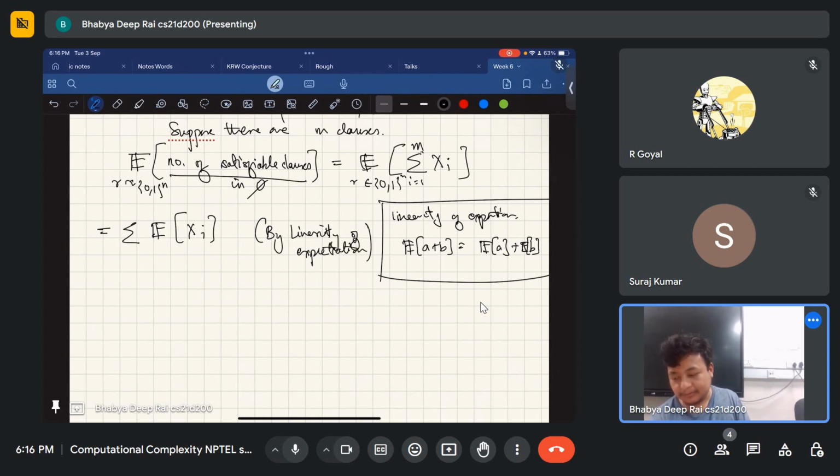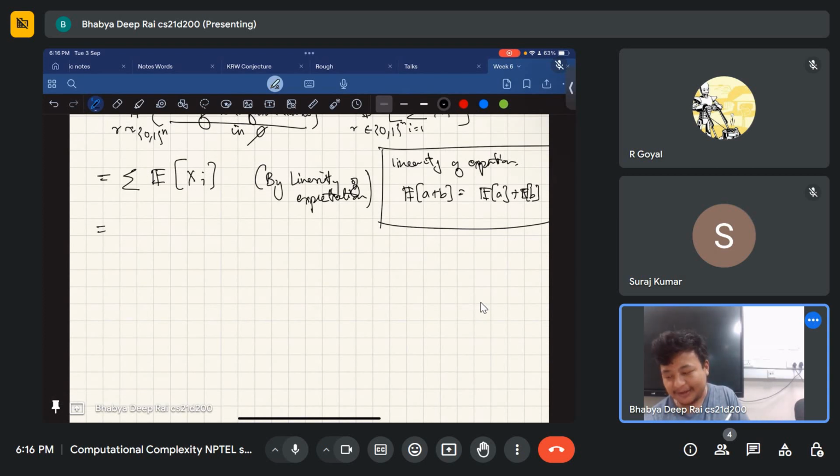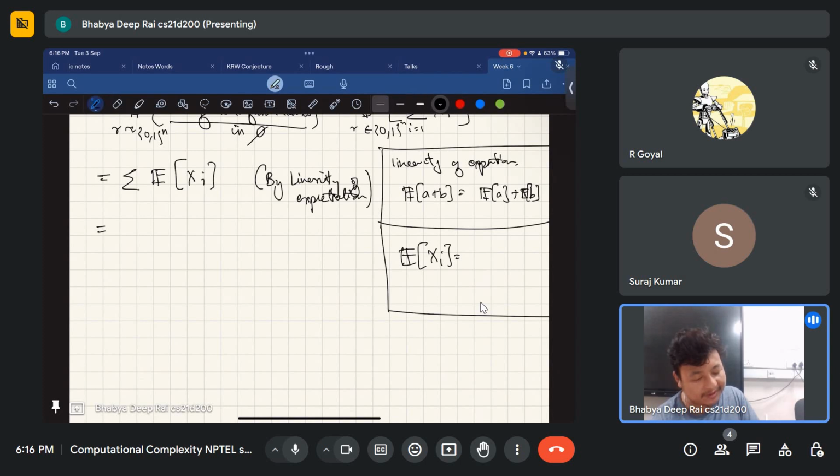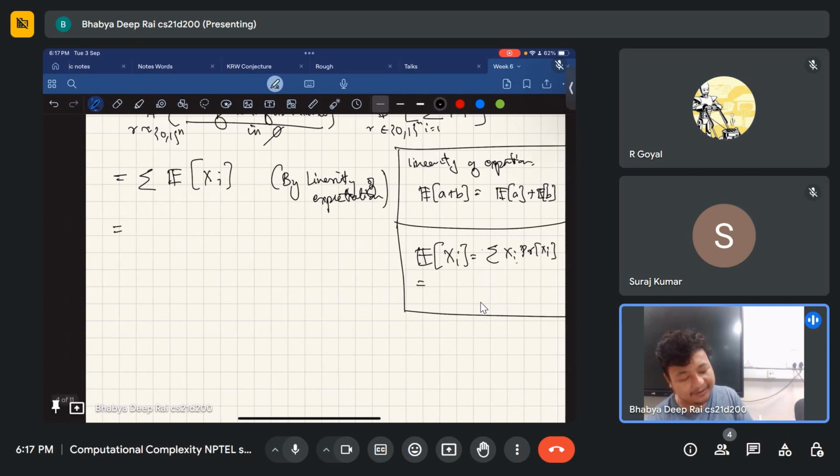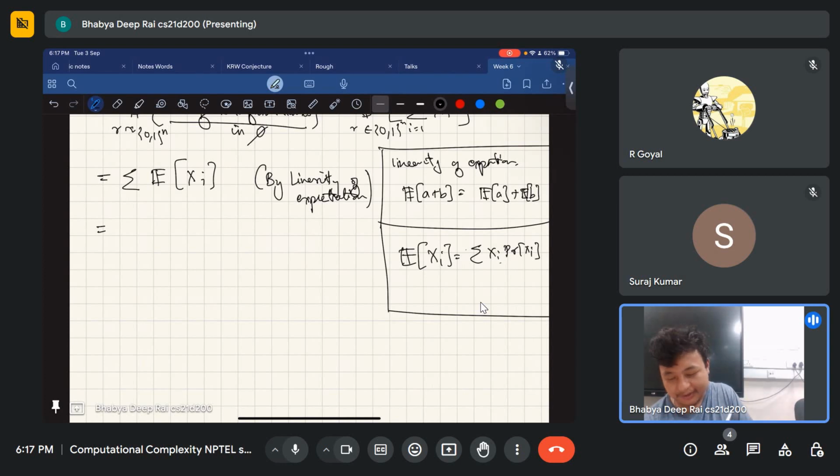Okay, now the expectation of xi. You must have seen in the lecture that you can write the expectation in terms of probabilities, as the summation of xi times the probability of xi. Here xi has values either 0 or 1, so you can write it as probability of xi equals 1 times 1 plus probability of xi equals 0 times 0. But this second term is 0 anyway, so you have the probability of xi equals 1.